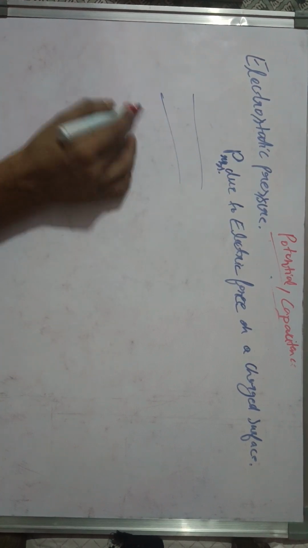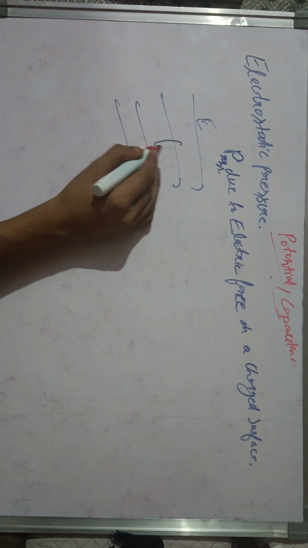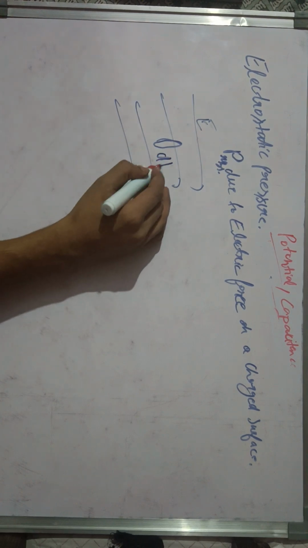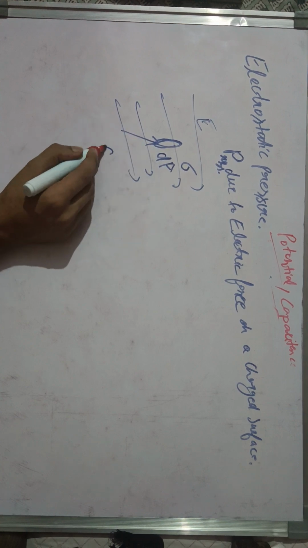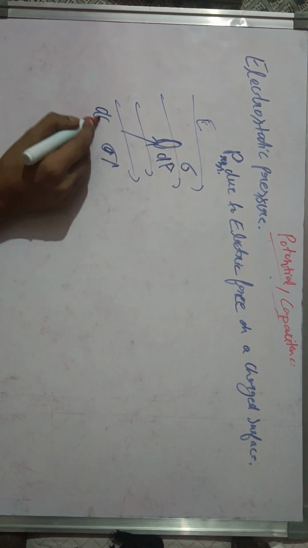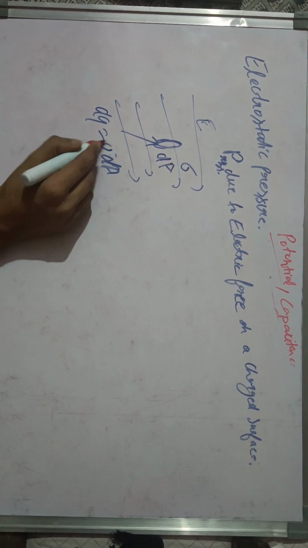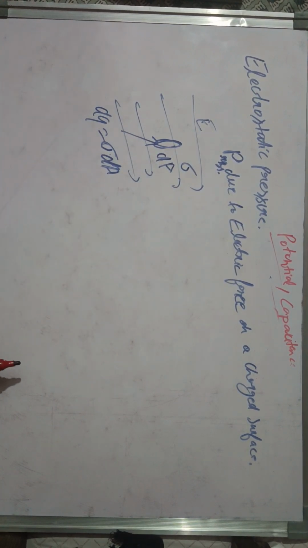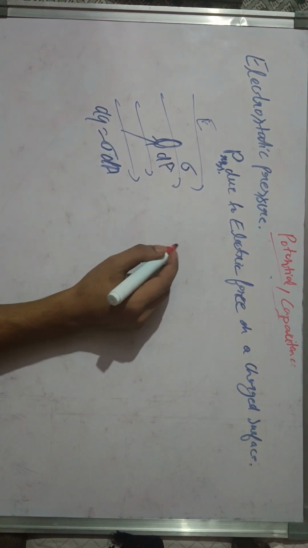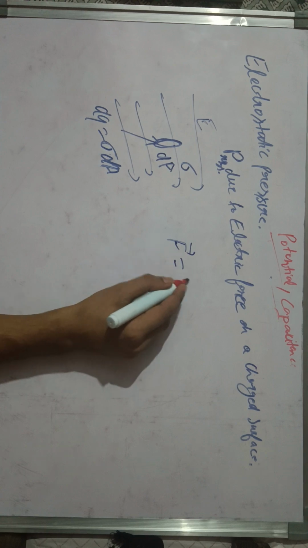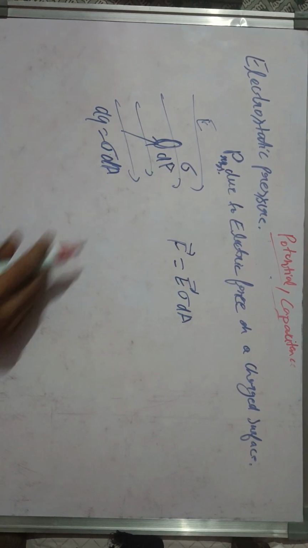So let's say there is an electric field E here, and there is a small area dA of sigma charge density. Then the charge on this body, dq, is equal to sigma times dA, and the force on this body would be equal to electric field times sigma dA. That is the force acting on this body.